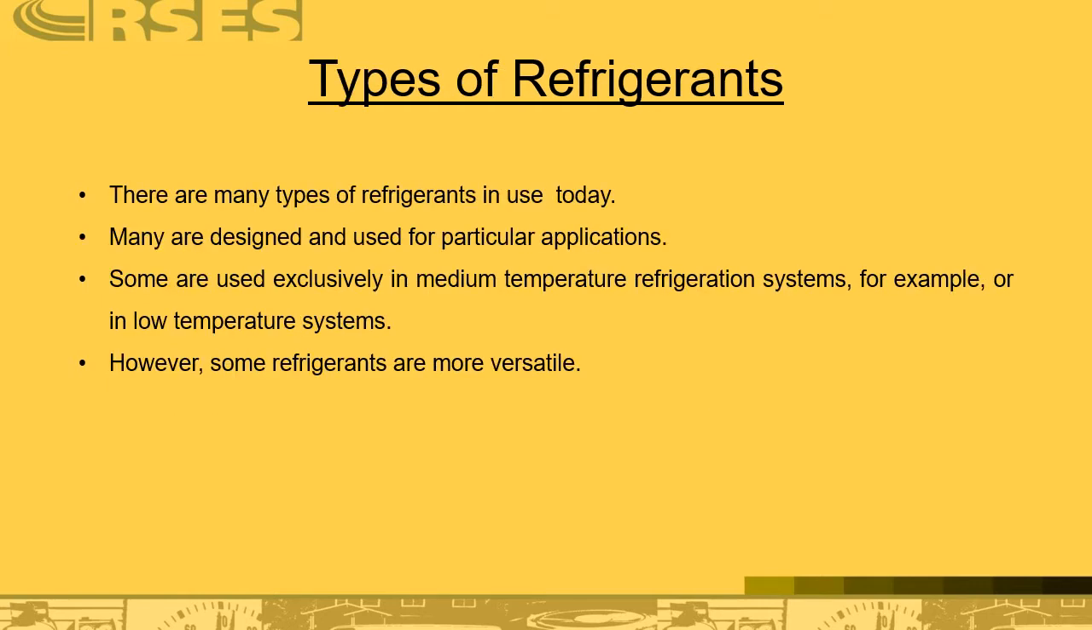There are many types of refrigerants in use today. Last time I looked, there were over 80, probably closer to 100 now. Many are designed and used for particular applications. Some are used exclusively in medium temperature refrigeration systems, as an example, or low temperature systems, anything below 32 degrees. However, some refrigerants are more versatile.